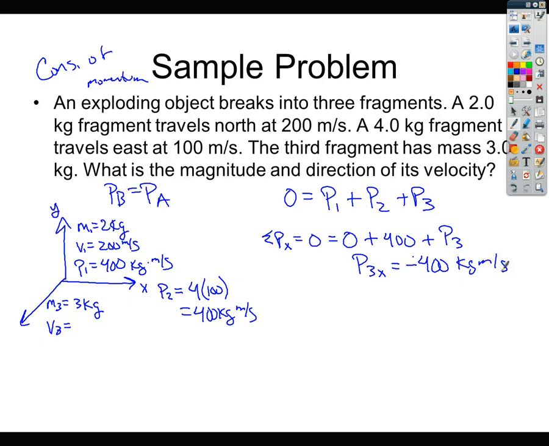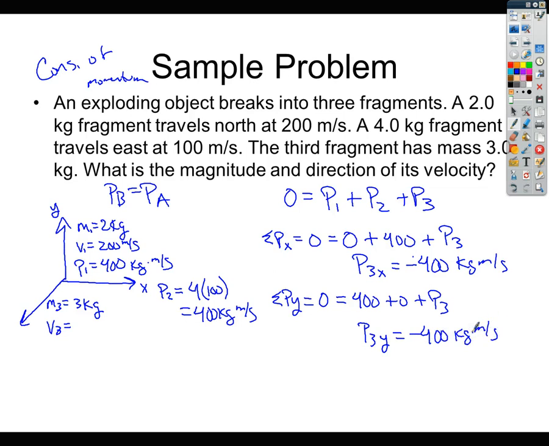Let's go ahead and do the same thing in the y direction. The sum of the momentum in the y direction should be equal to 0, and that's going to be equal to 400 for the first projectile, 0 for the second one. We're not sure what the third one is, and once again we get for the third object in the y direction, the momentum is also negative 400 kilogram meters per second.